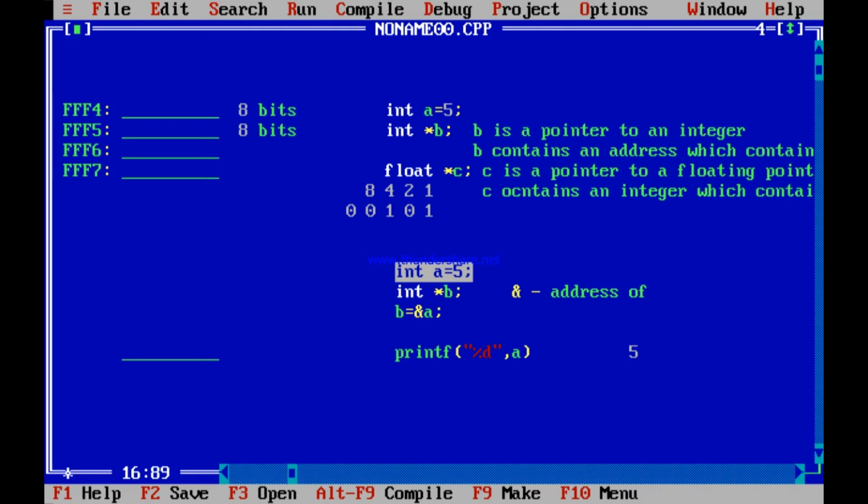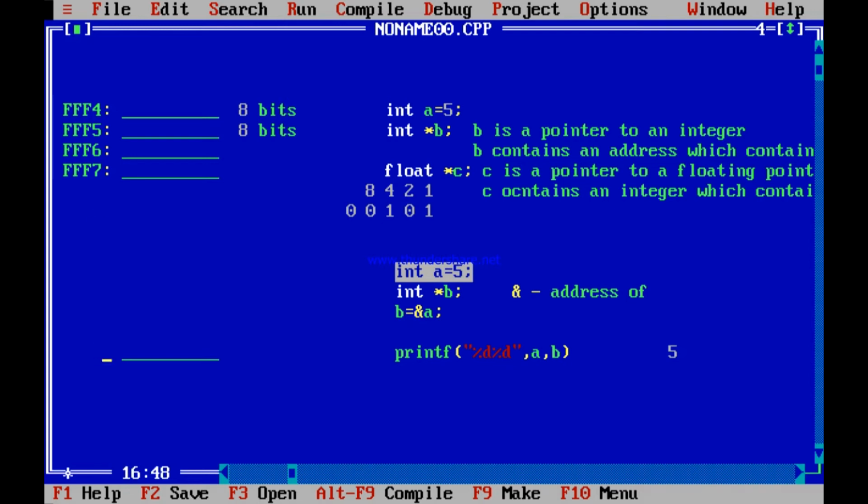Now suppose you want to print B. So if you write %d for B, what do you expect as an output? B is not an integer. You are printing B. You expect that B should output an address because B is after all an address. B is containing the address of A. So something like FFF4, FFF5, FFF6 should be printed.